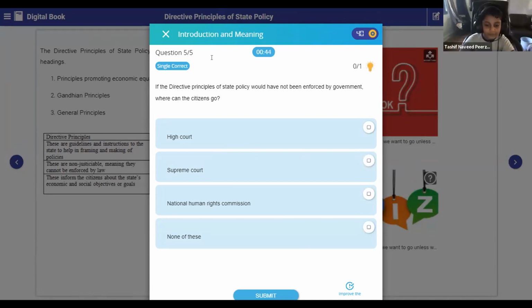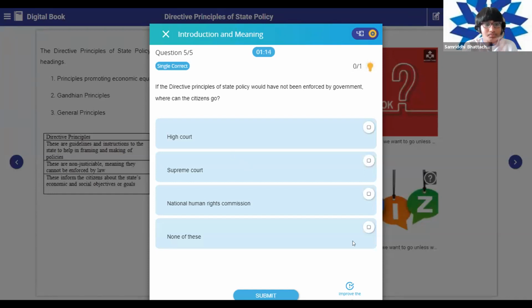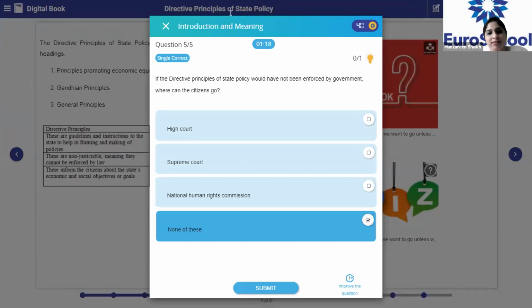We just learned about the High Court. Students answer: none of these, ma'am. Who said that? Very good. Give a big round of applause. Kashif also said none of these first. Kashif gave the same answer. Give him a big round of applause.